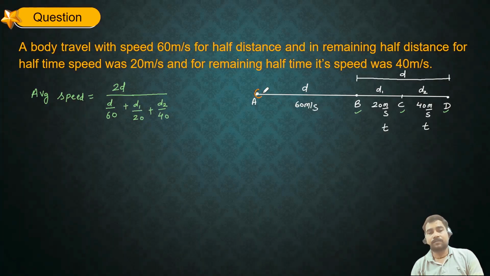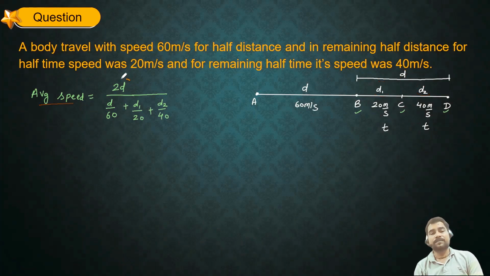The scenario is that a body moves from A to B and covers distance D with speed 60 meter per second. From B to D, it covers two distances with the same time, T and T. From B to C, it goes with speed 20 meter per second, and let's suppose the distance covered is D1. From C to D, the distance is D2, the speed is 40 meter per second, and the time is the same T as given. The value of D1 plus D2 must be D.